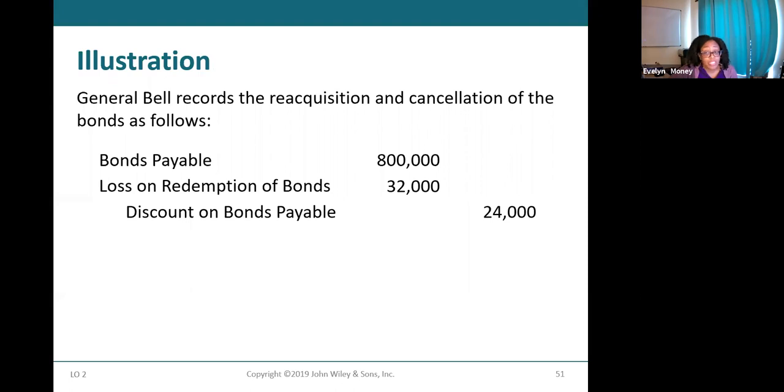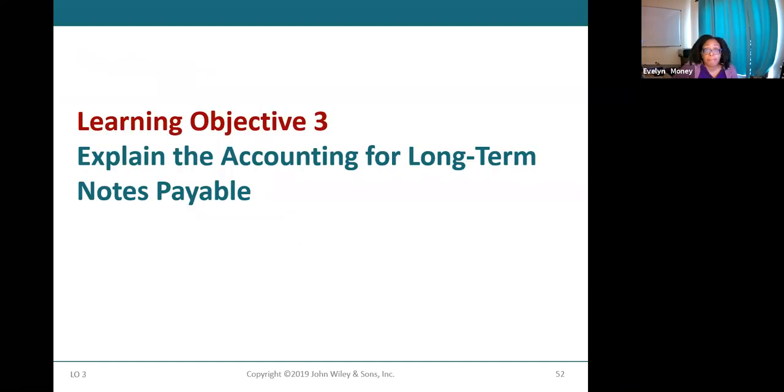So we record this as such. We take bonds payable off the books, we take discount on bonds payable off the books, and we record the additional loss on redemption of bonds that would show up in the other revenues and gains, other expenses and losses section of the income statement. And of course, the cash that we are paying out as the reacquisition price. So just keep in mind, you may have to deal with some losses or gains when debt is extinguished.